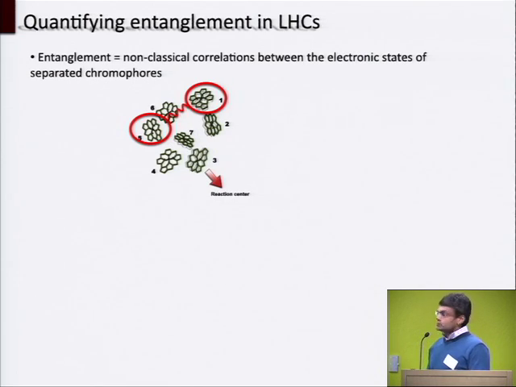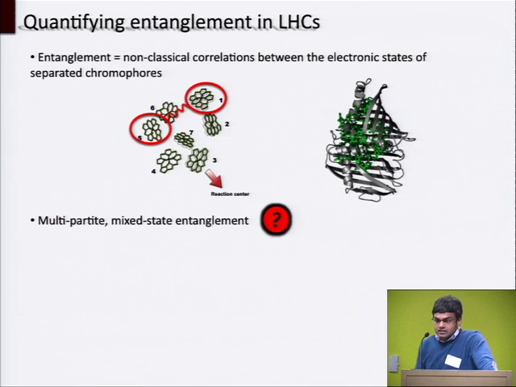This is a fairly sensible definition of the concept. The only thing is how you divide up your whole system. And here I've chosen to divide up the degrees of freedom as the degrees of freedom of the chromophores themselves. And this is sensible because they're actually spatially separated individual components.